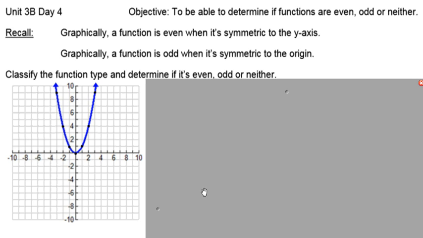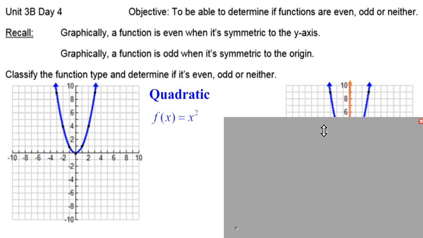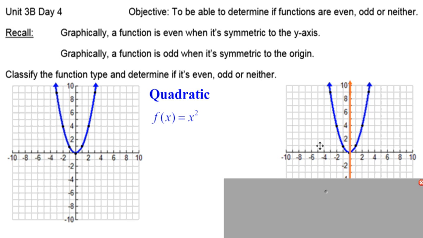Here we have our quadratic function. And again, we want to see if it's symmetric about the y-axis or through our origin. If I look at my y-axis, I can see that I do have mirror images on each side. Therefore, it would have to be an even function.